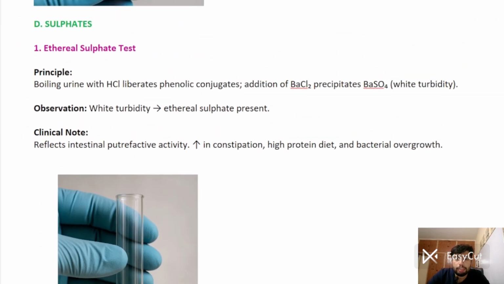So in the ethyl sulfate test, the observation will be white turbidity, and ethyl sulfate is present; that is a positive test. It reflects intestinal putrefactive activity. Ethyl sulfate excretion is increased in constipation, a high protein diet and bacterial overgrowth. In bacterial overgrowth, this leads to the liberation of ethyl sulfates.